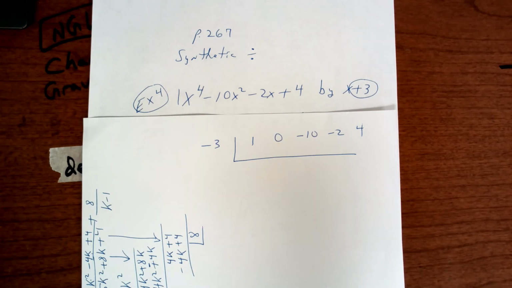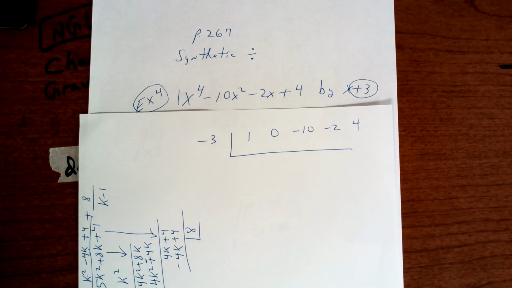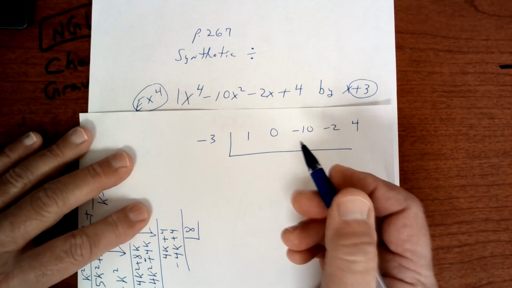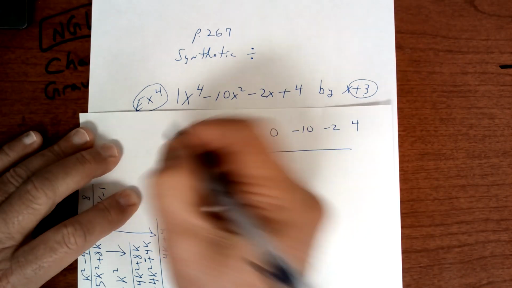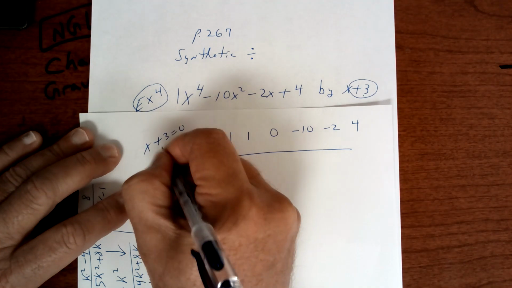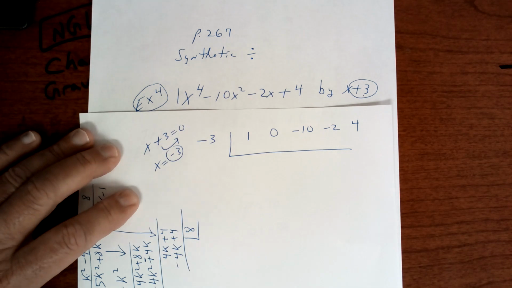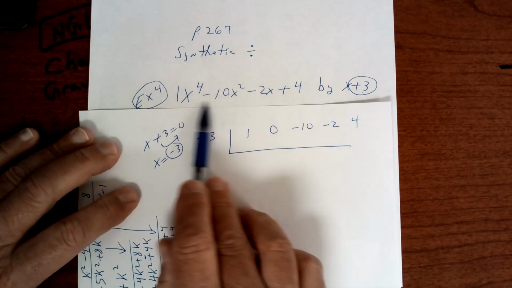Okay, so to divide synthetically, you notice that it's written a little differently. It's the opposite of this because you set it equal to 0. So x plus 3 equals 0, and then you move that over and you get x equals negative 3. So basically we're plugging in negative 3 into this equation and working it out.